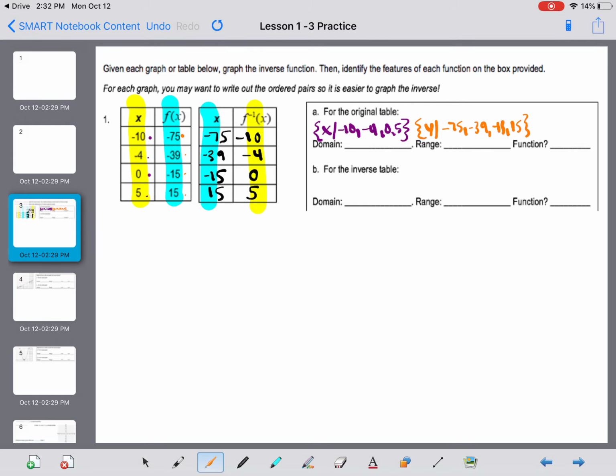Is it a function? Yes, the original is a function. No x values repeat. So yes, it is a function.